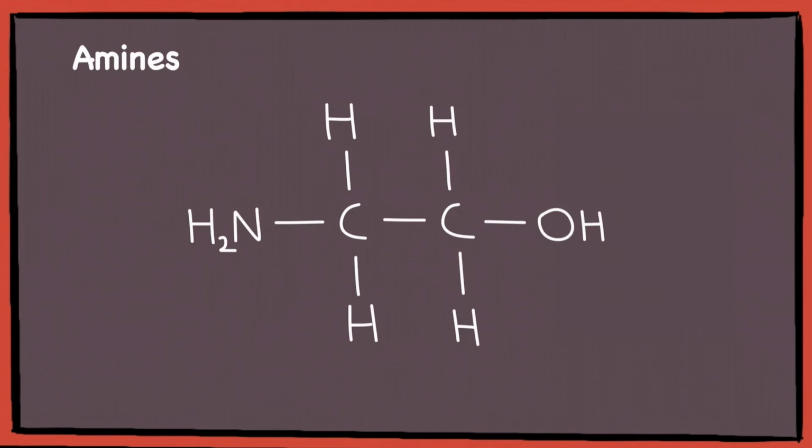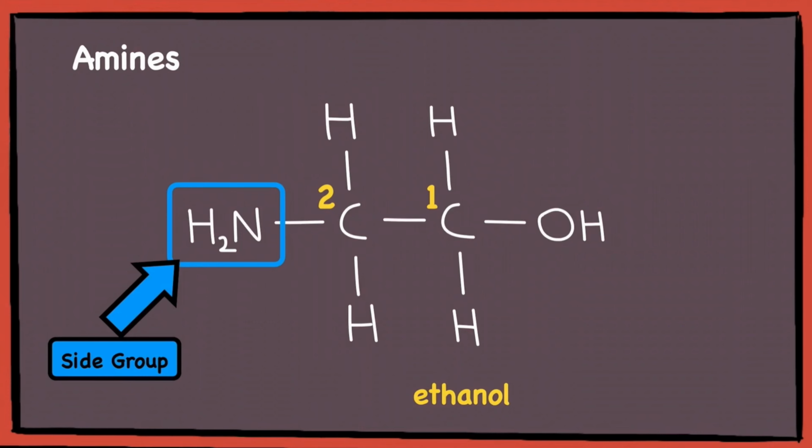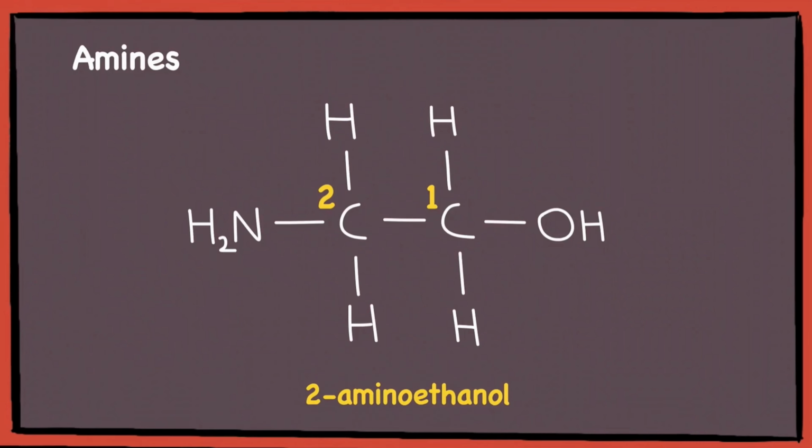Hence, the carbon atom attached to the OH alcohol group will be labeled as the first carbon atom, and the next carbon atom will be labeled as number 2. Since there are 2 carbon atoms, the parent chain name, together with the suffix, will be called ethanol. Lastly, for the prefix, the amine group is attached to the 2nd carbon atom and it is a side group and not the main functional group. Hence, the prefix will be called 2-amino. Combining everything together, we will get 2-aminoethanol. In this section, we are going to cover amides.